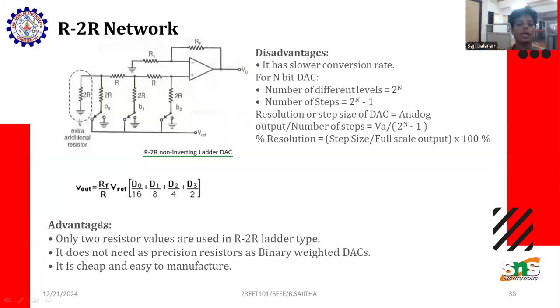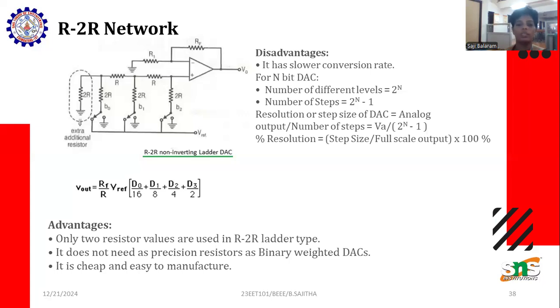So this also has similar advantages and disadvantages. Here the advantage is that only 2 resistor values are used in the R2R ladder type, and it does not need as precise resistors as binary weighted DACs, and it is also very cheap and easy to manufacture.